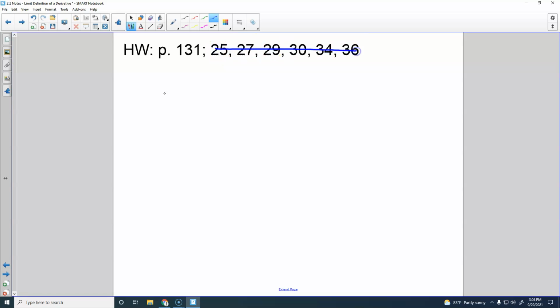Yeah, okay. We're going to do that stuff eventually. We're going to do some of it, but let's do page 131. Let's do 11 through 23 odd. You don't know how to do the other ones, so. Yeah, they're odd. It's 1, 2, 3, 4, 5, 7 problems.